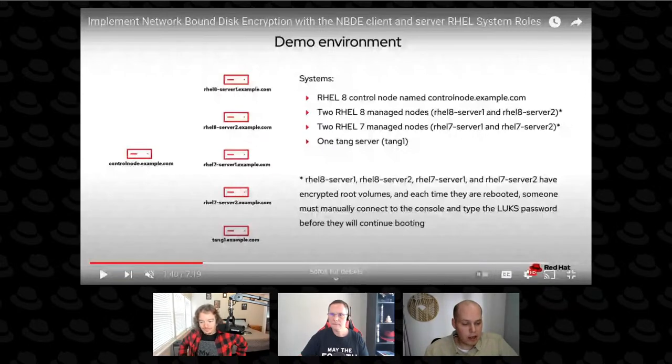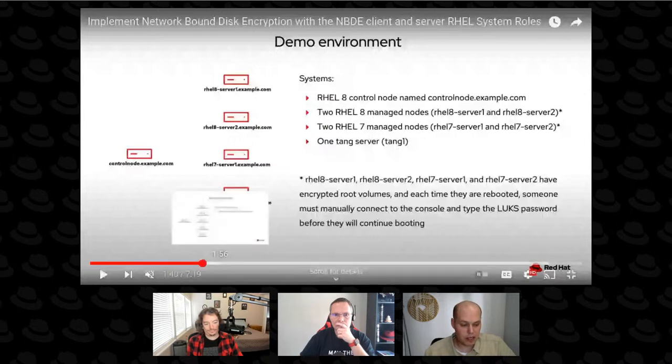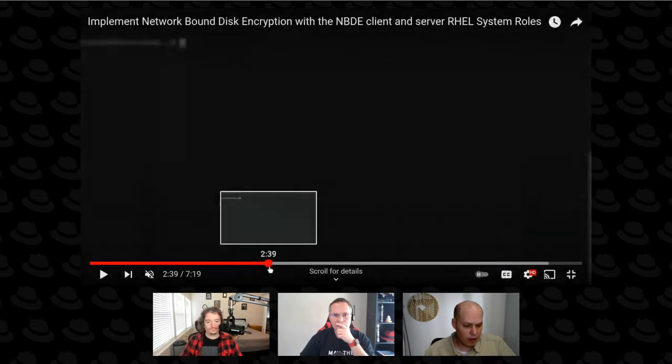But basically, what I have here is a control node, which is running system roles and Ansible, right? So that's where the system roles package is going to be installed. And then I have five RHEL clients. I have a couple of RHEL 8 clients, a couple of RHEL 7 clients, and then a RHEL system I want to be my Tang server. All of these are already encrypted on the root file system, but every time I reboot them, I have to type in that passphrase manually. So what I'd like to do is implement NBDE so that I can now reboot these and they'll communicate with the Tang server and boot up automatically as long as that Tang server is accessible. So let me just fast forward a little bit here.